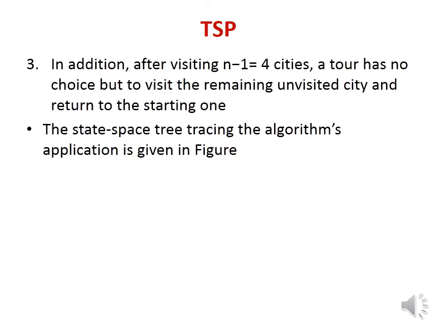In addition, after visiting n-1 cities, a tour has no choice but to visit the remaining unvisited city and return to the starting one. Once we visit the last but one city, there is no other choice; we need to visit the one remaining city. That advantage also we will take. So let us use these concepts and take one example.